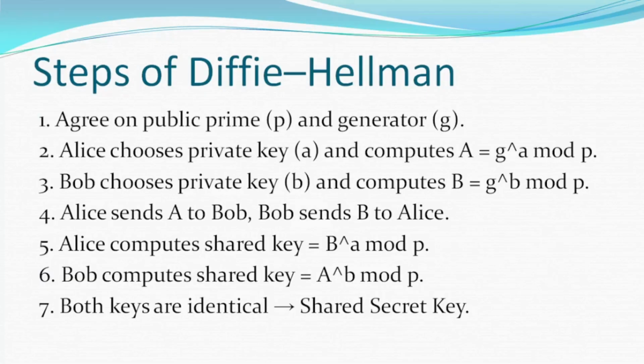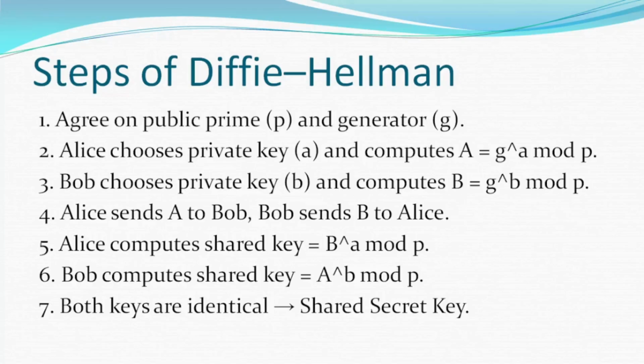So what are the different steps in the Diffie-Hellman key exchange algorithm? For example, there are two parties, one is Alice and the second is Bob. First, Alice and Bob agree on a public large prime number P and a generator G. Then Alice chooses her private key a and computes capital A equal to G raised to a mod P. Now the second party, Bob, chooses the private key b and computes capital B equal to G raised to b mod P. Now Alice sends capital A to Bob and Bob sends capital B to Alice.